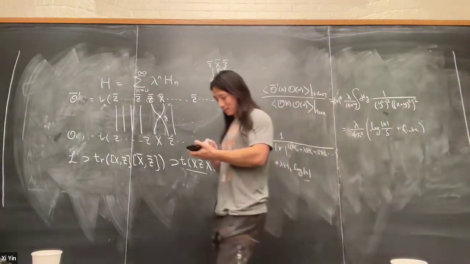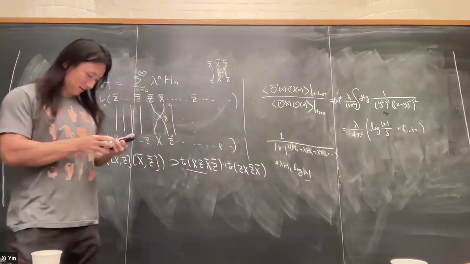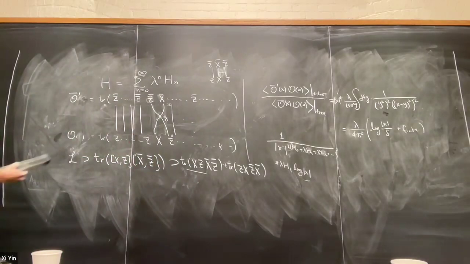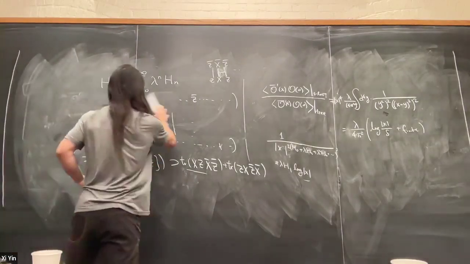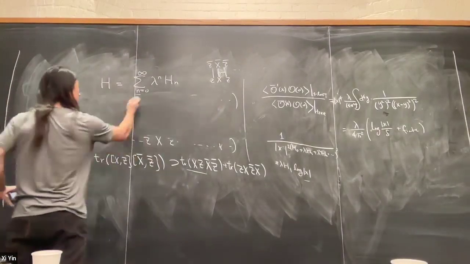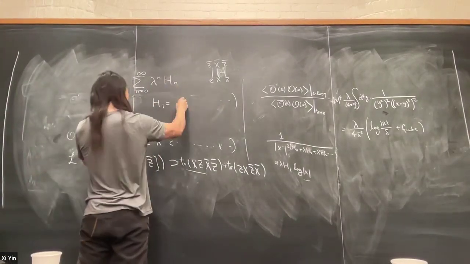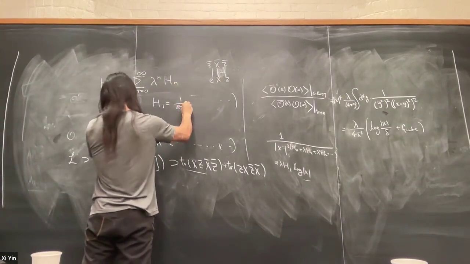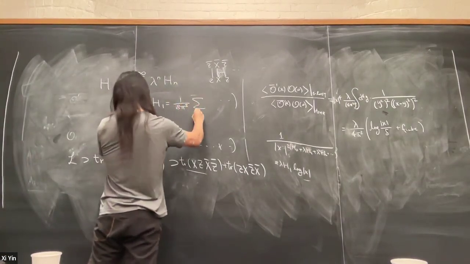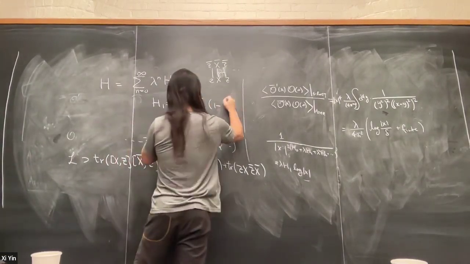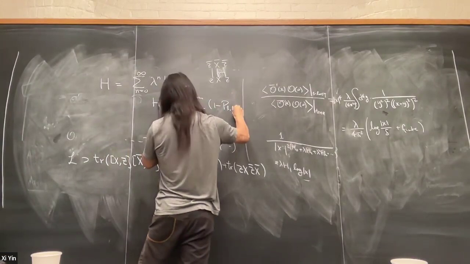So let me just write down the result for h1. It will perhaps make it kind of obvious. So the claim is that h1 is equal to lambda, I pulled out a factor of lambda already, 1 over 8 pi squared, sum over l from 1 to capital L of 1 minus P_{l,l+1}.